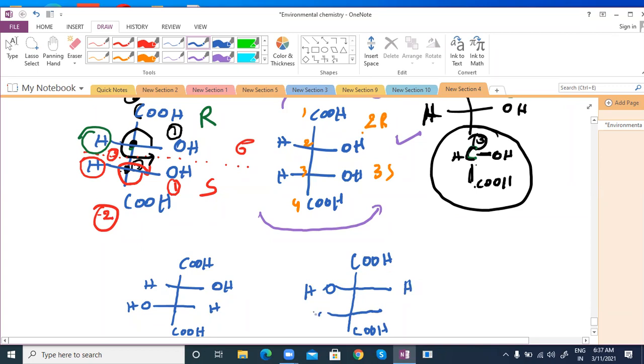In the examination, they will ask which of the following are enantiomers, which of the following are diastereomers, like that. How to identify by RS nomenclature, that should be discussed. Sir, 2 or 3S, sir.